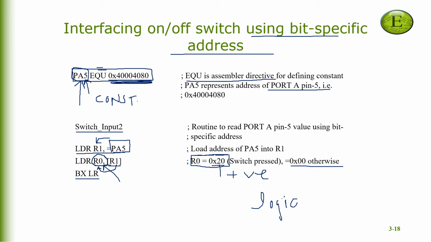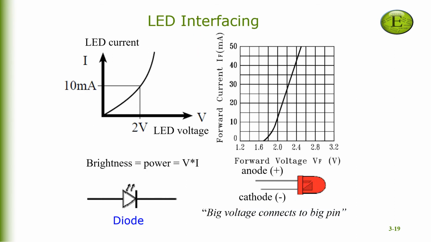So this is another example in which we can just make use of the bit specific address to access the port pin instead of reading the entire data on the port. We are now going to describe how to interface a simple LED with a microcontroller.